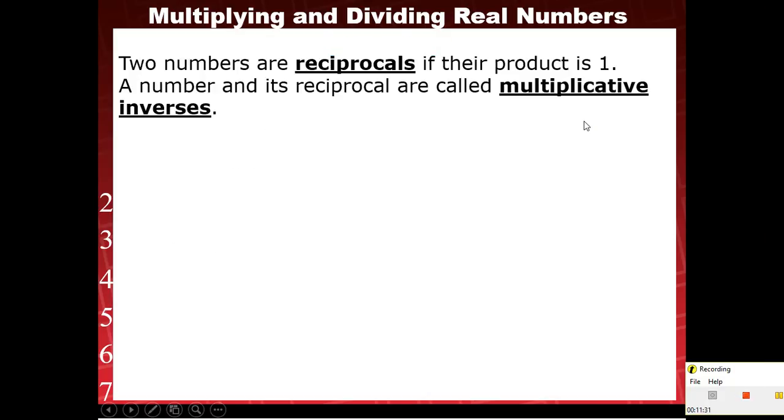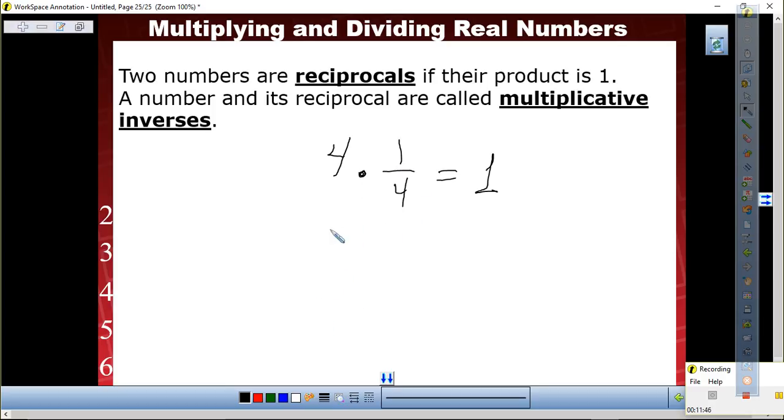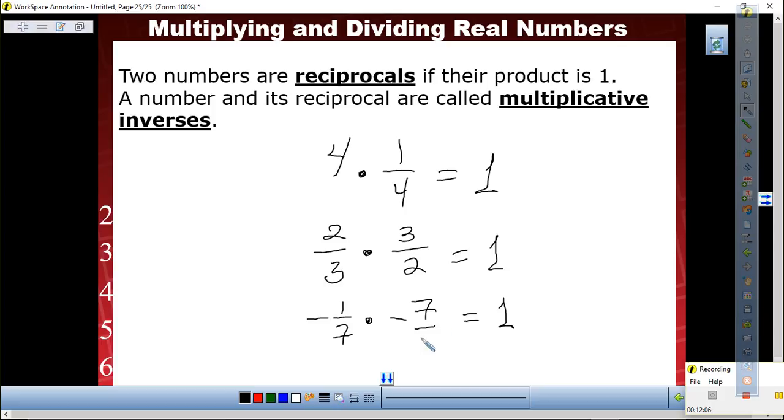One thing I'm going to talk about right now is the reciprocals. Reciprocals are two numbers that give us a product of 1. For example, if I have 4, the reciprocal of 4 that would give me a product of 1 is 1/4. The reciprocal of 2/3 to give me a product of 1 is 3/2. The reciprocal of -1/7 to give me a product of 1 would be -7, or -7/1. Everybody following? Okay.